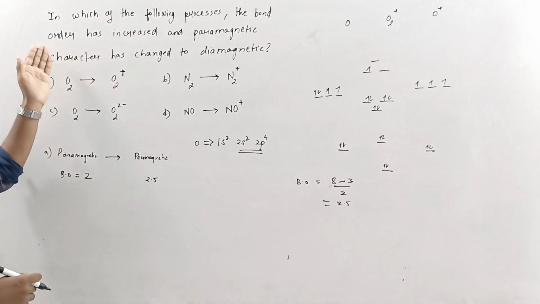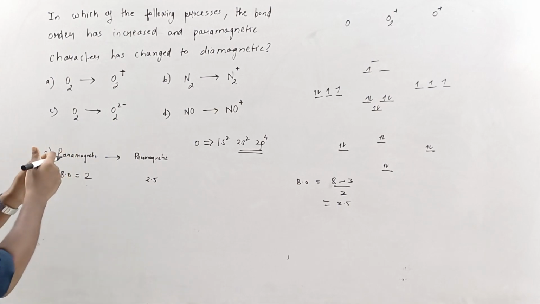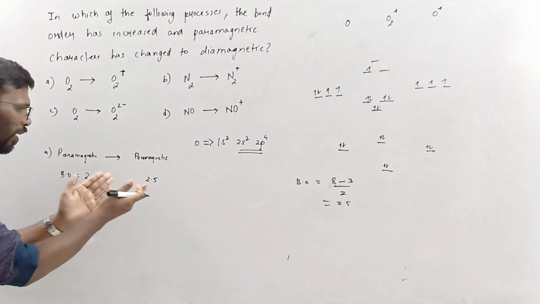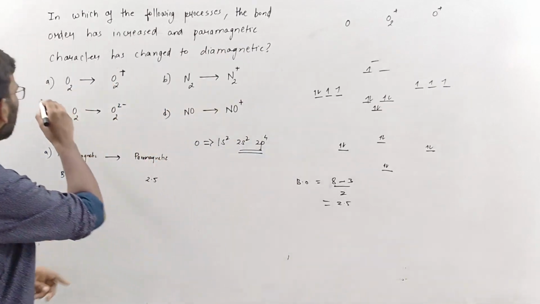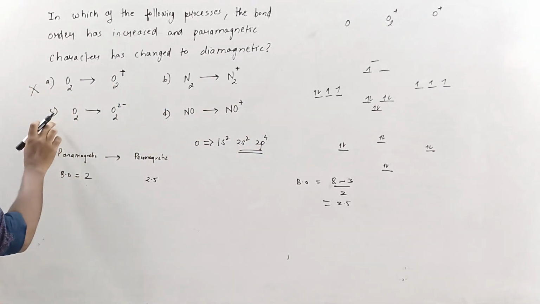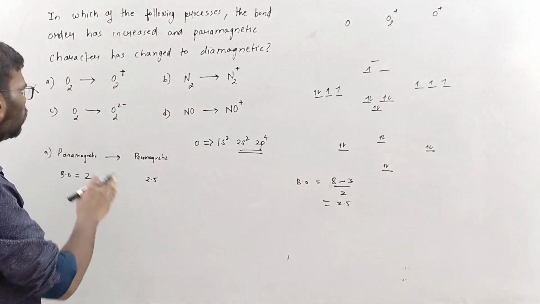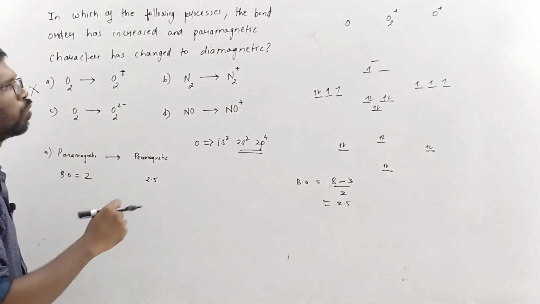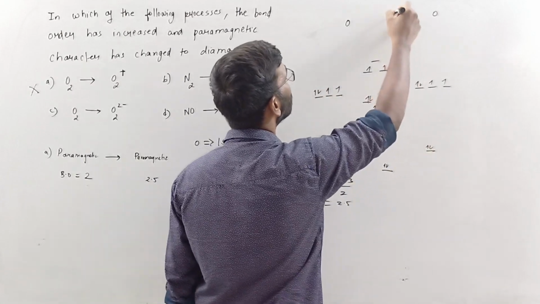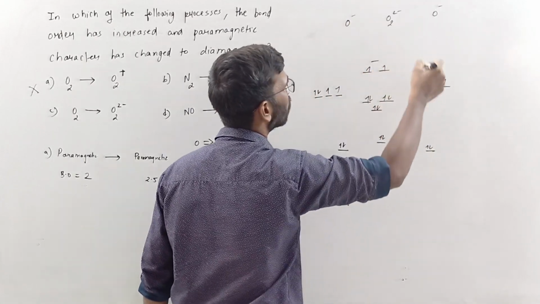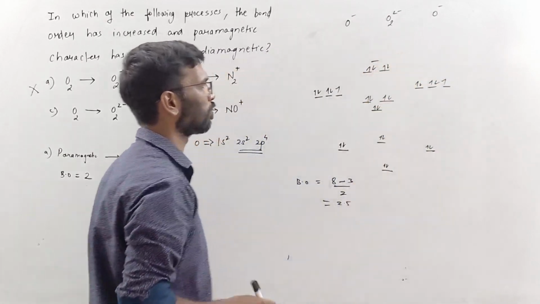So is it an answer? In which of the following process has bond order increased? Yes, bond order has increased, but the paramagnetic has remained paramagnetic. Yes, this is done. So this is not the answer. We'll do it for O2 minus, because since the oxygen diagram is already drawn, that's why I'm doing this O2 to O2 minus. So this is normal O2. O2 minus means what? 1 minus over here, so adding 1 extra electron.